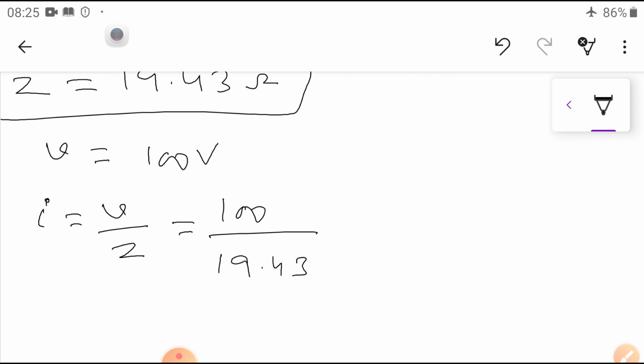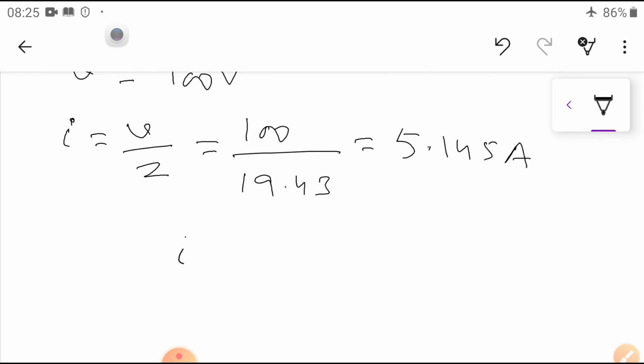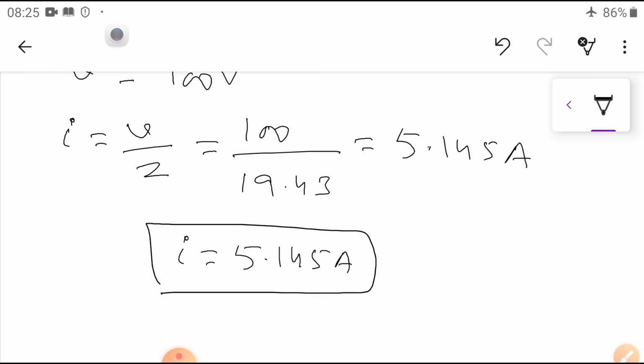So what is the value I am going to get? That is nearly 5.145 amps. This is the current, about 5 amperes. So 5.145 amps is the current inside the circuit. Okay, so this is the required thing: I is equal to 5.145 amps.